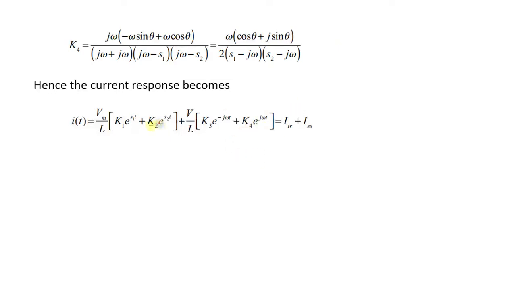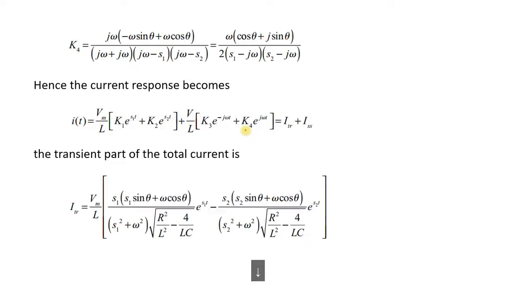In this current expression, there are two terms. The first term is the transient part of the current, and the second one is the steady state part of the current. In the transient part, substitute the values of k1 and k2, so this is the final expression for the transient current. Here I want to find the steady state value of the current through the RLC series circuit, so my focus is on the steady state current value.